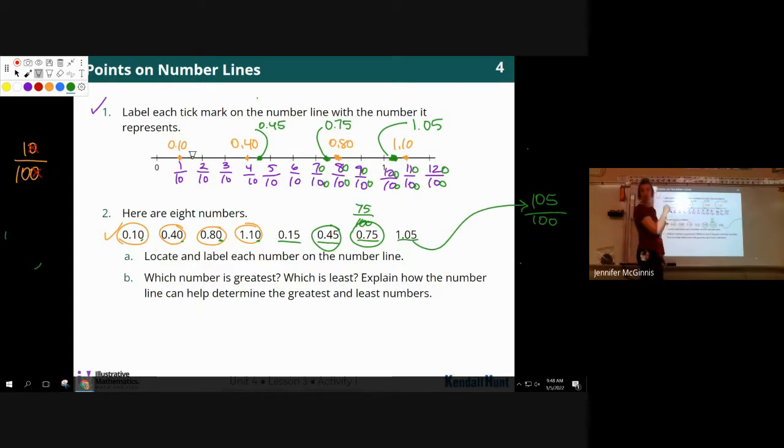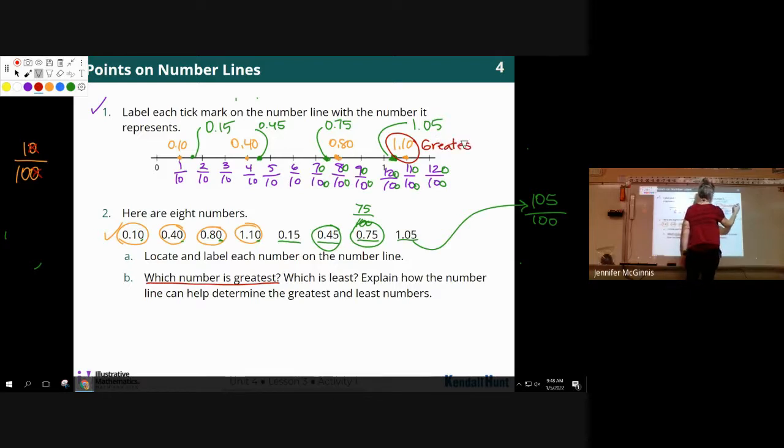Very good. Careful now. Kind and gentle. It's okay. Good job. Locate and label each number on the number line. Which number is the greatest? Greatest decimal, Vlad. The greatest decimal is 1.1 and 10 hundredths because, well, it's the farthest on the number line. Very good. It's the furthest on the number line.